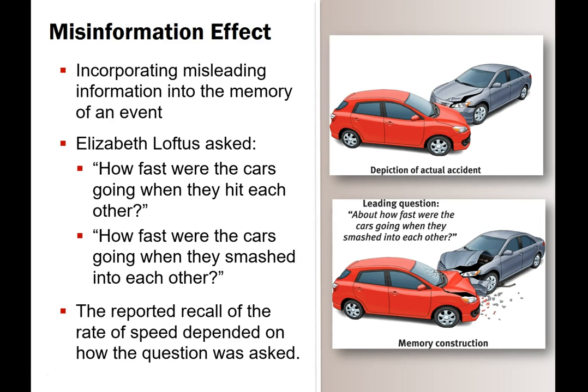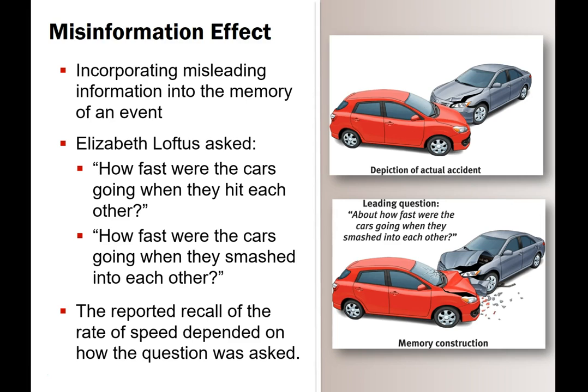One of them she did, though, with the misinformation effect, was had people watch footage of an actual car accident, and then she would ask some of them how fast the cars were going when they hit each other. But other observers were asked how fast the cars were going when they smashed into each other. And just changing the word in the sentence from hit to smashed produced a difference: the people who heard the word smashed gave much higher estimates of speed at the moment of impact.